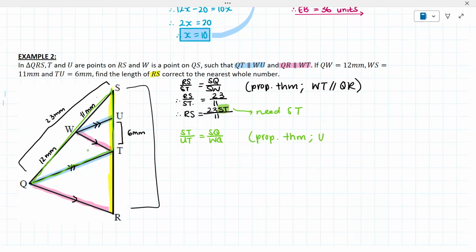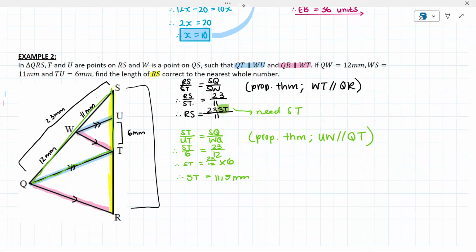But now I'm using UW parallel to QT, those blue parallel lines. Sub in what we know. ST is obviously what we want over UT, which is 6, is equal to SQ, which is 23, over WQ, which is 12. So that means ST is equal to 23 over 12 times 6. So ST is equal to 11.5 millimeters.